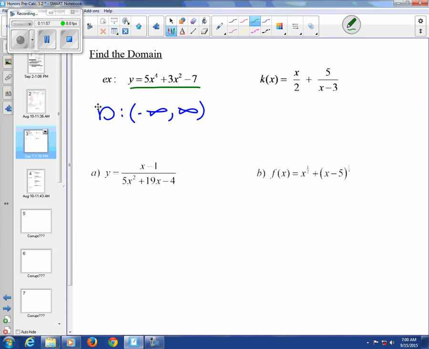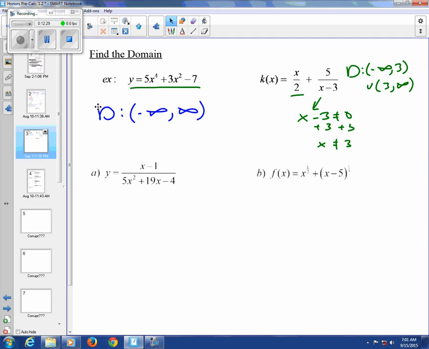So right here, if I look at my second function, I've got x over 2. But there's no way that this can give me 0 in the denominator because 2 is not going to equal 0. I've also got my second term, 5 over x minus 3. There is an x value that will make x minus 3 equal to 0, and we can solve for that by adding 3 to both sides and seeing that x cannot equal 3. Then our domain, of course, is going to be negative infinity to 3 union with 3 to positive infinity.